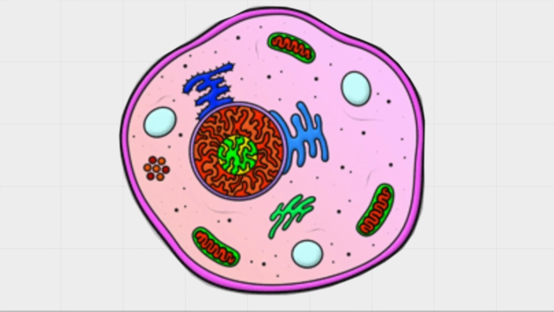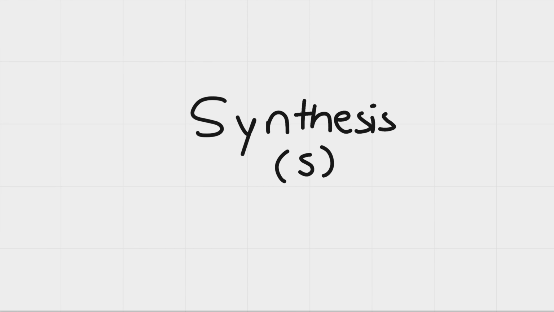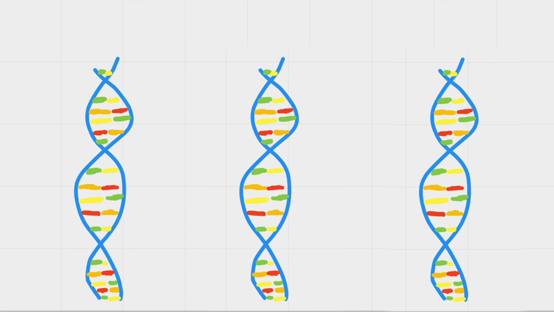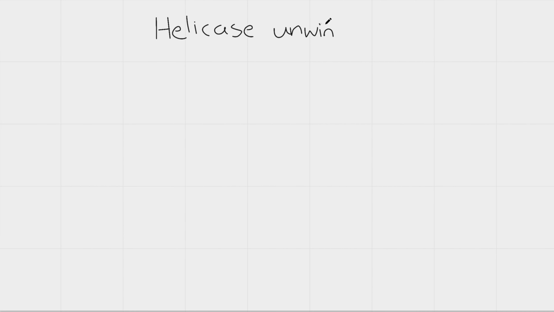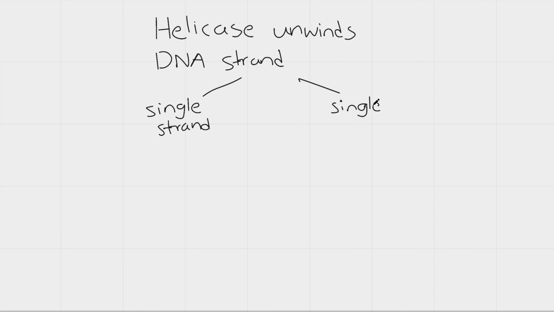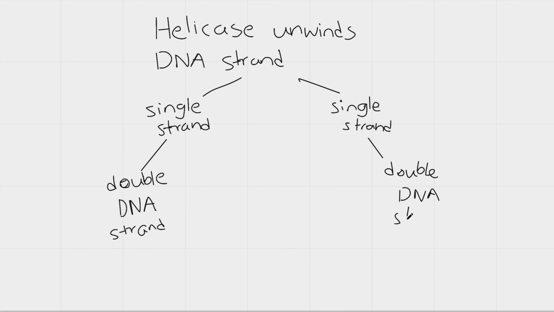It then goes into the S phase, which stands for synthesis. This is where, as the name partially suggests, the DNA is synthesized. Helicase, which is an enzyme, first unwinds the DNA strand, making two single strands. Two new identical double DNA strands are formed based off of these two DNA strands.